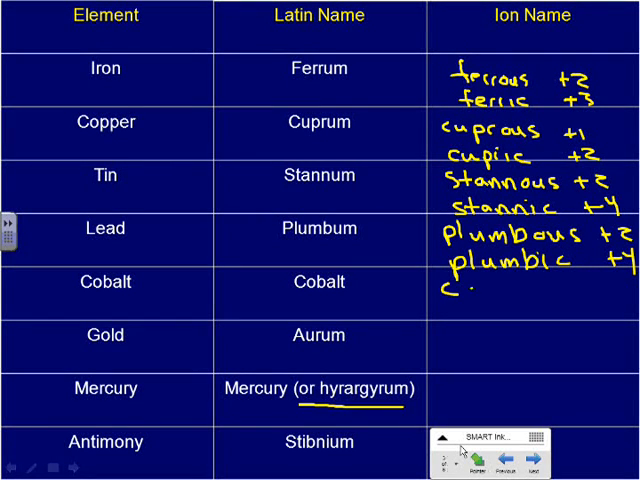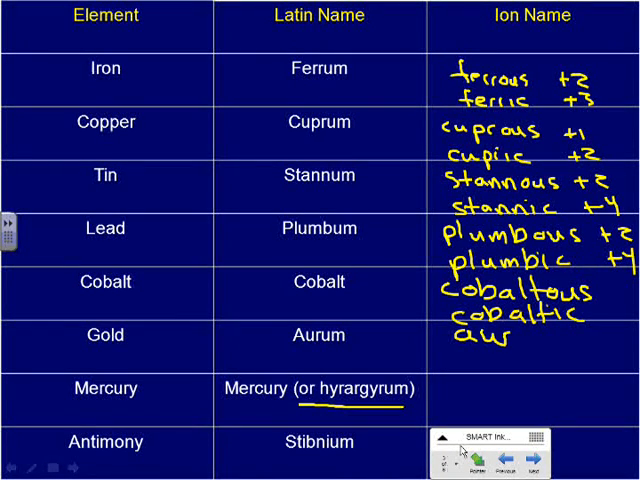Cobalt. Now notice it doesn't have a Latin name, so we just keep the regular name, cobaltous and cobaltic. All right? So we can have a nickelous and a nickelic. Funny too. It's just funny to say. So if they don't have the funny names in here, then you just keep the regular name and you put an us ending on it. Let's not worry about the charges anymore. I just want to get to the bottom at this point.